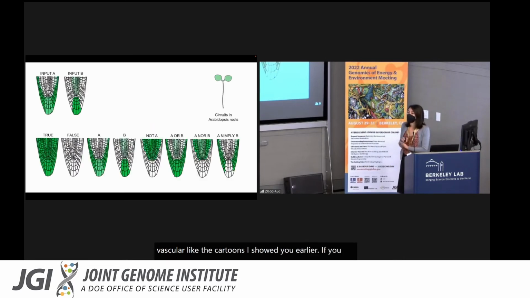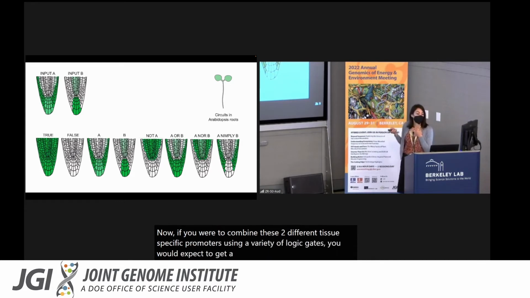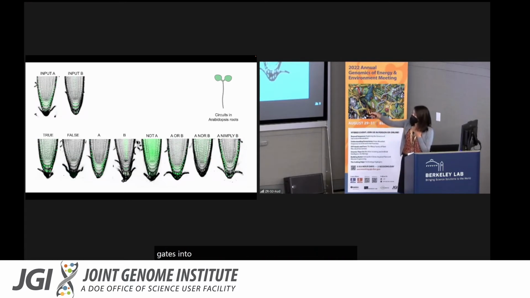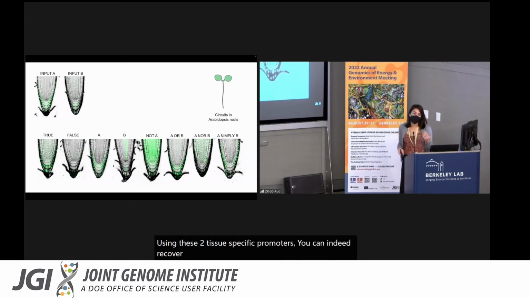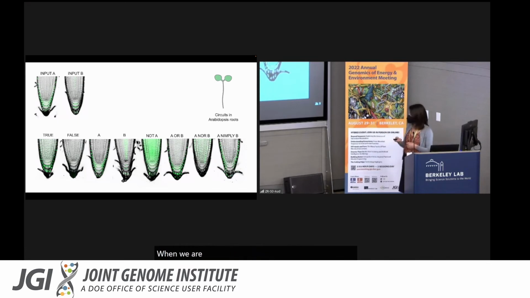Now, if you were to combine these 2 different tissue-specific promoters using a variety of logic gates, you would expect to get a variety of different tissue-specific expression patterns. And when we implemented these logic gates in Arabidopsis, again, by driving expression of the synthetic transcription factors using these two tissue-specific promoters, we can indeed recover expression patterns that at least qualitatively match the expected expression patterns when we are trying to implement these logic gates.